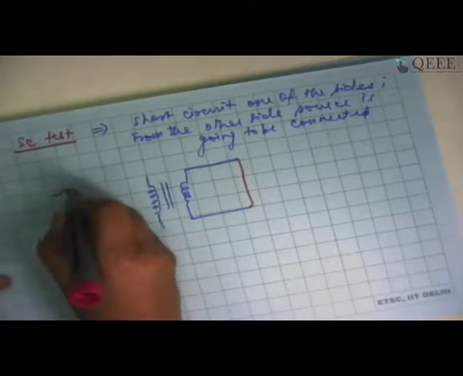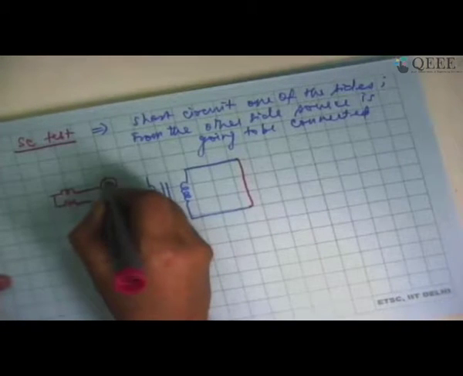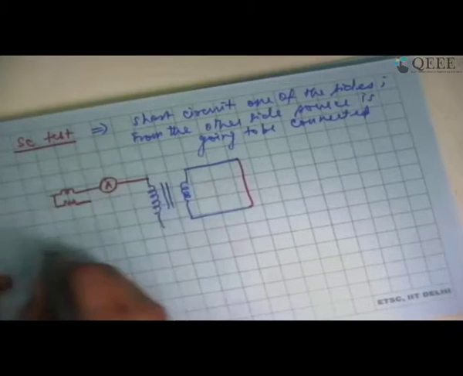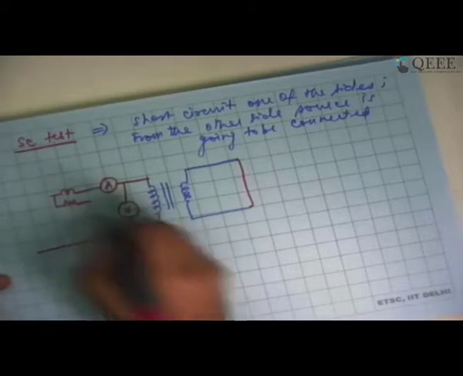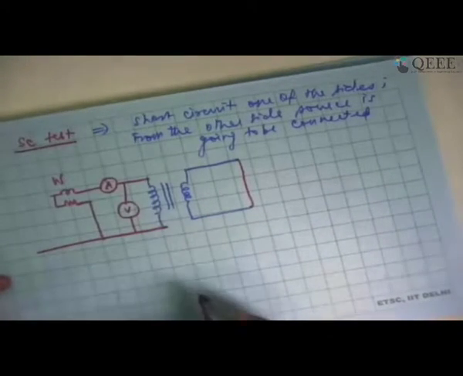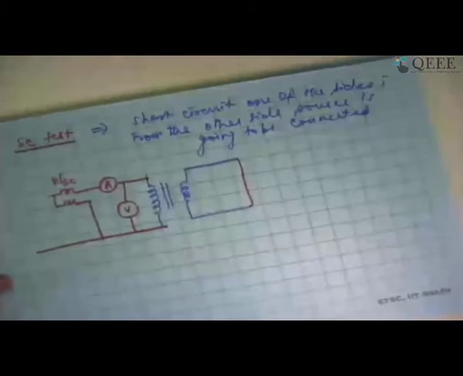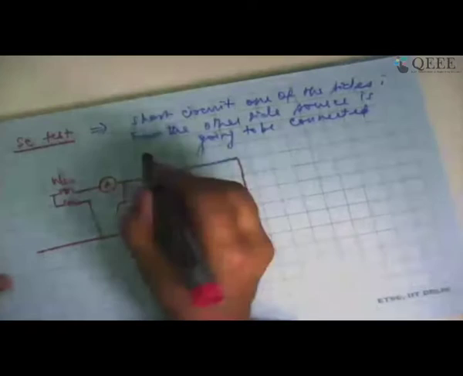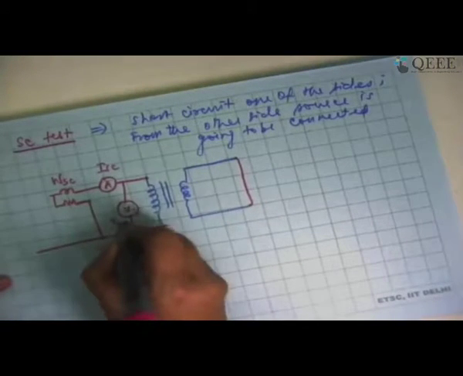Now I am going to have a wattmeter clearly. I am going to have an ammeter and I am connecting it together, and I am going to connect a voltmeter here. Fine. Now this is the wattmeter. Let me call whatever is the reading that is coming up as WSC, which indicates that it is short circuit test. This is ISC, this is VSC.